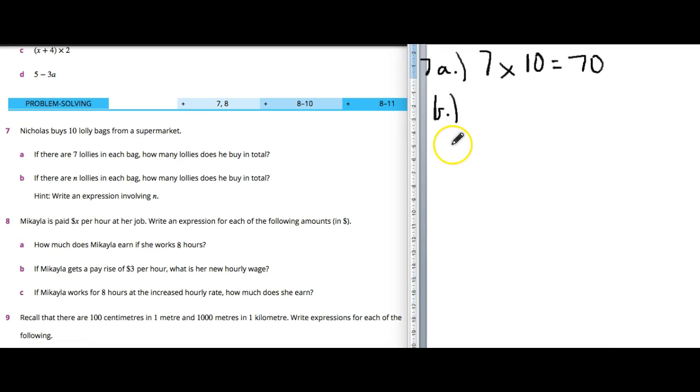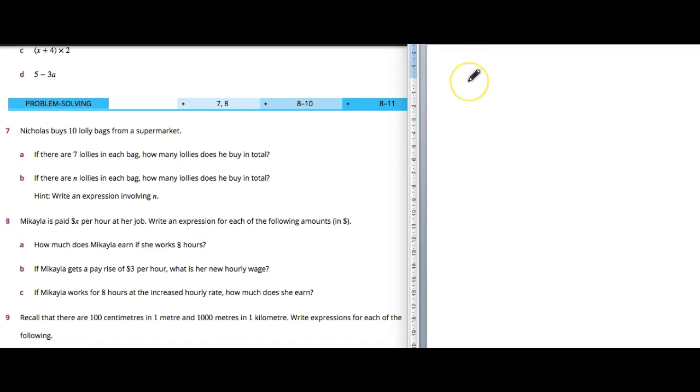Okay, if there are n lollies in each bag, how many lollies does he buy in total? So this time we haven't been told how many lollies he is buying. So we know he's got 10 bags, but we don't know how many lollies are in each bag. So basically we're representing it as an algebraic expression. Okay, so 10n. And whatever the number of lollies are, so that's your answer. But let's just say there were 5 lollies in each bag. We say, all right, that means n equals 5, and then we do 10 times 5 equals 50. Okay.